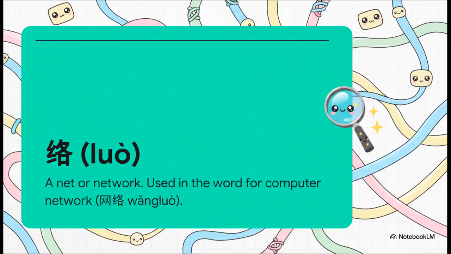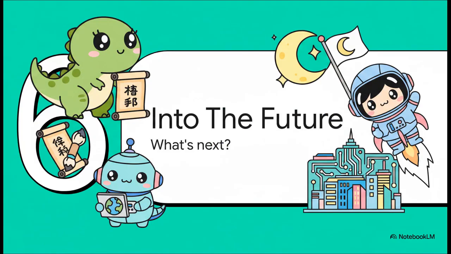That's the silk radical. Just imagine all these fine silk threads being woven together to make a net. A digital network is just like that. Millions of invisible threads connecting all of us. That's luo. Wow. Okay, so we've seen dinosaurs, ancient scripts, robots, moon landings. We've seen the whole world get connected. Our timeline has basically brought us to today, which means there's really only one place left to go.